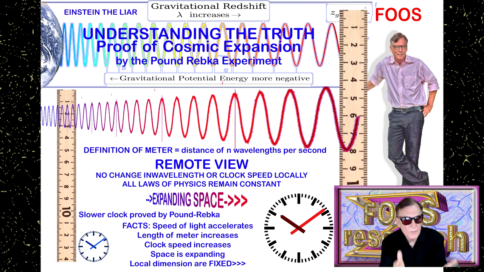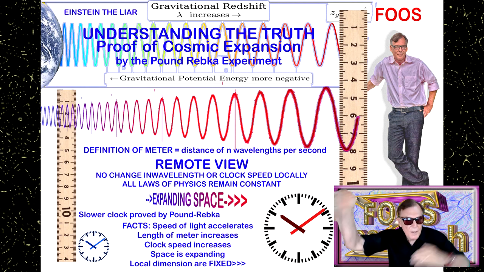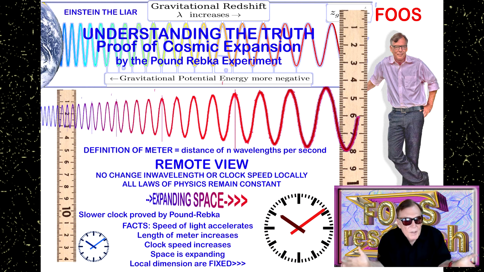Exactly what the Pound-Rebka experiment tells us if we give it time, if we think about it. The outward expansion of space, as measured by a meter, correctly matches the acceleration of light and equal and opposite acceleration due to gravity. But the expansion is not experienced internally because dimensions are fixed because of clock speeds and length, the definition of. Inside, everything is fixed. The redshift tells you how far they're receding away from each other.